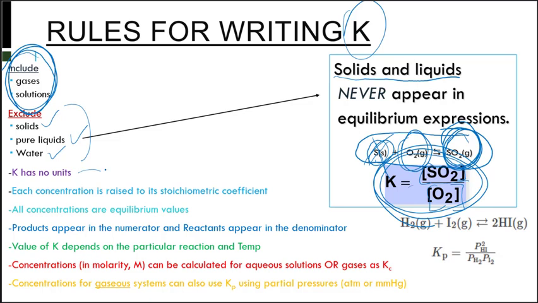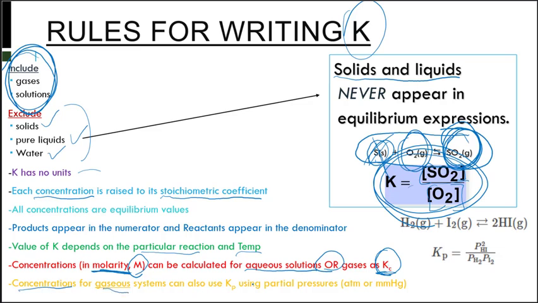K has no units. Remember again, each concentration is raised to its stoichiometric coefficient. All concentrations are equilibrium values. Products appear in the numerator, reactants are in the denominator. Products over reactants. The value of K depends on the particular reaction and the temperature that it's at. Concentrations are in molarity, capital M, which is moles per liter. Concentrations can be in aqueous solutions or in gases. So we can look at concentrations of aqueous solutions or concentrations in gases.